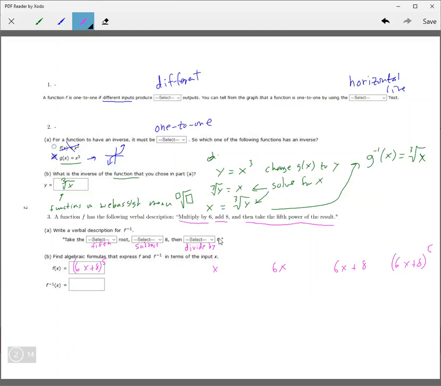Okay, and then for the inverse, you can say, meanwhile, in the antimatter universe, there was an x, and the 5th root was taken of it, so that's the 5th root of x. And then 8 was subtracted from that, and then it was all divided by 6. So this would be the 5th root of x minus 8, all divided by 6.